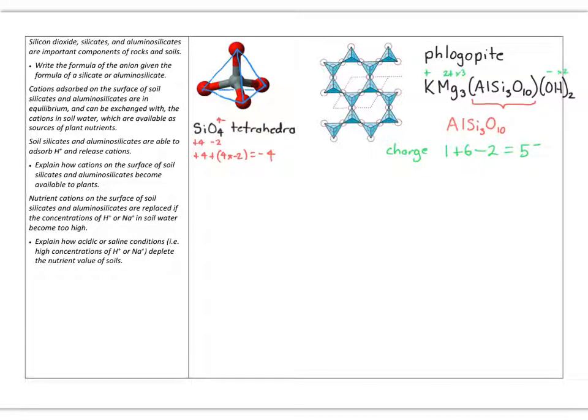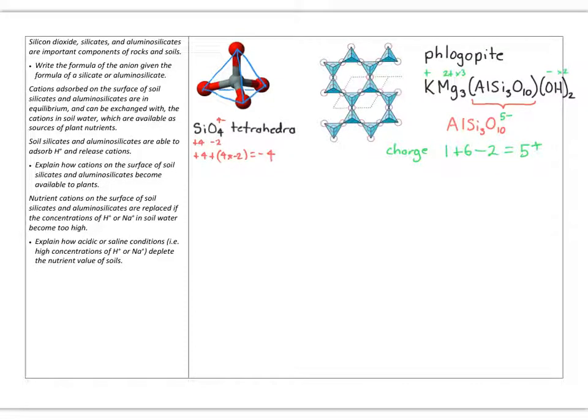Correction, 5 plus charge. Why am I saying 5 minus? Well, if that is a total of 5 plus and overall it's neutral, then the aluminosilicate must have a charge of 5 minus. So we work out the charge of all the other things, and then the aluminosilicate must have equal and opposite charge. The other way to do it, which is what I just did over here, is use oxidation number.